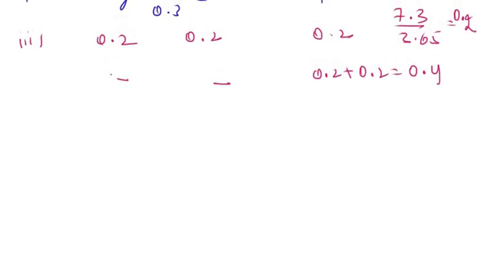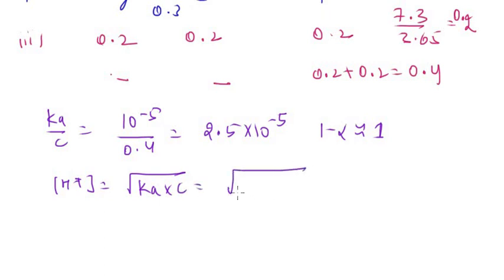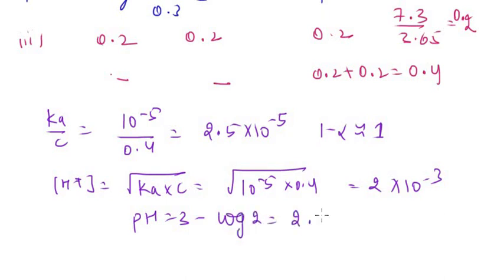Now we calculate the pH of a weak acid. We calculate Ka over C. Ka is 10 to the power minus 5, C is 0.4, so it is coming out to be 2.5 into 10 to the power minus 5, which means 1 minus alpha could be neglected. So we can go by the conventional, easier method, where we neglect alpha and H plus equals root of Ka into C. So Ka is 10 to the power minus 5 and C is 0.4. So it is 2 into 10 to the power minus 3. So pH comes out to be 3 minus log 2, that is 2.7.